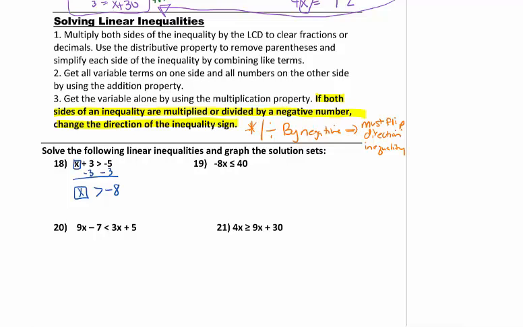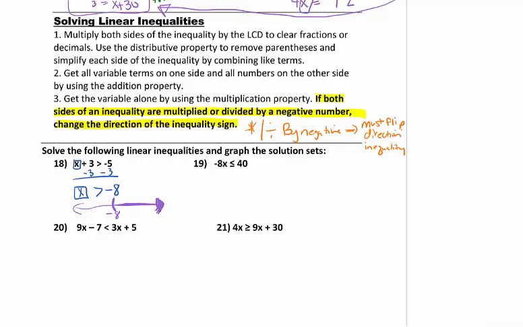By putting the variable on the left-hand side, we are back to what we did in module 1. We are graphing. Negative 8 is my boundary. We are not including it. Greater than means shade to the right. So I have an open at negative 8, and I am shading all the way through the arrow on the right-hand side.